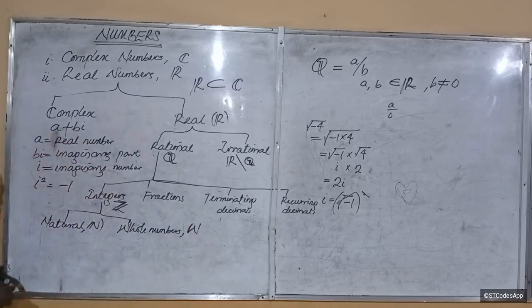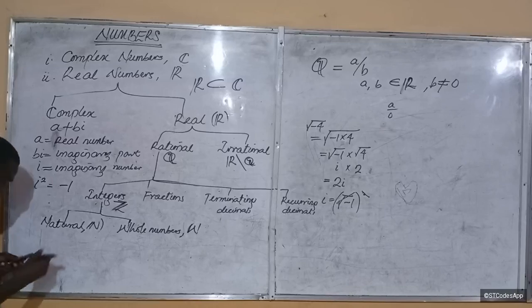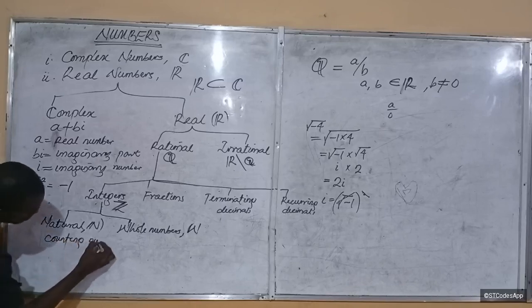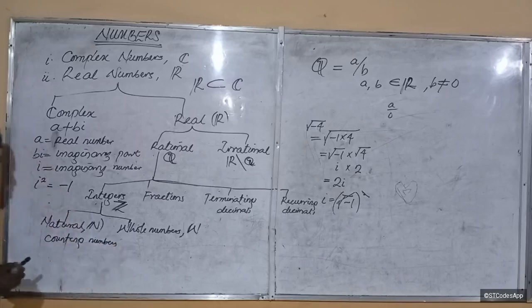All right. Now, what's the difference between natural number and whole number? Our natural numbers are also called our counting numbers. Natural numbers are the counting numbers.